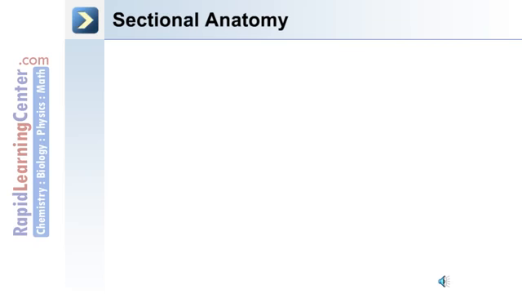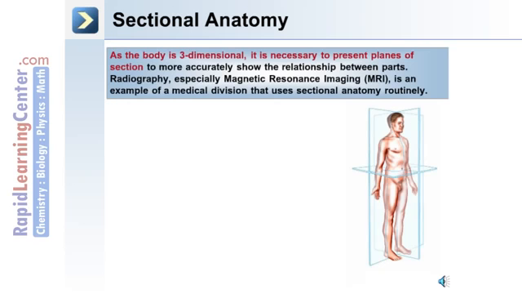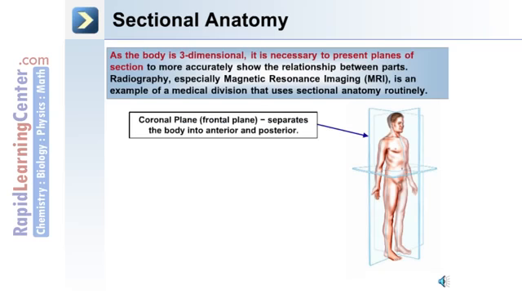Sectional anatomy is important terminology, especially for radiographic images. As the body is three-dimensional, it's necessary to present planes of section to more accurately show the relationship between two parts. Magnetic resonance imaging, or MRI, is an example of a medical division that uses sectional anatomy routinely.